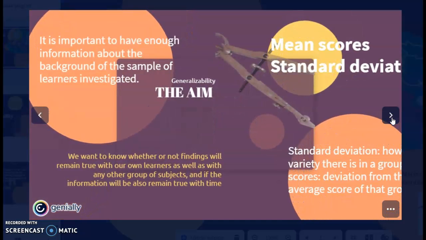The aim of generalizability: we want to know whether or not the findings will remain true with our own learners as well as with any other group of subjects, and if the information will also remain true with time.